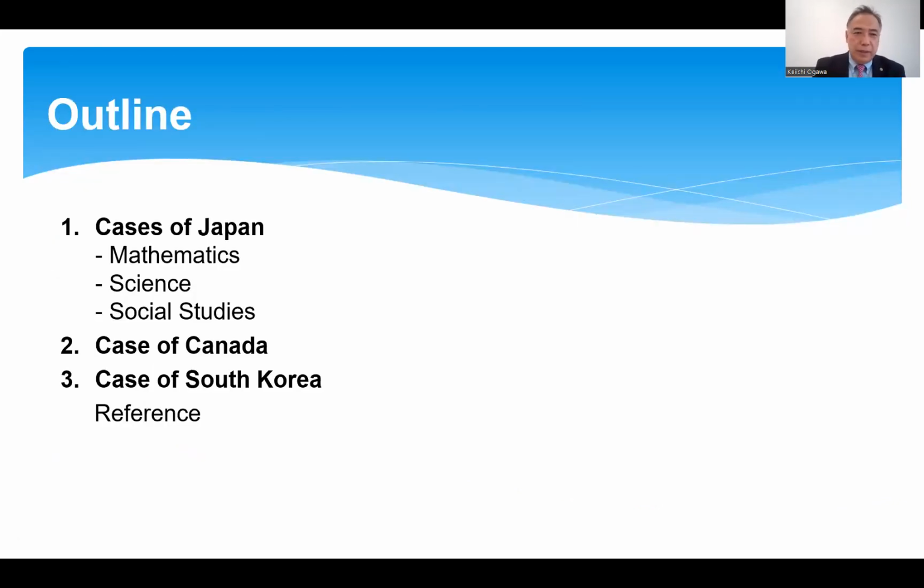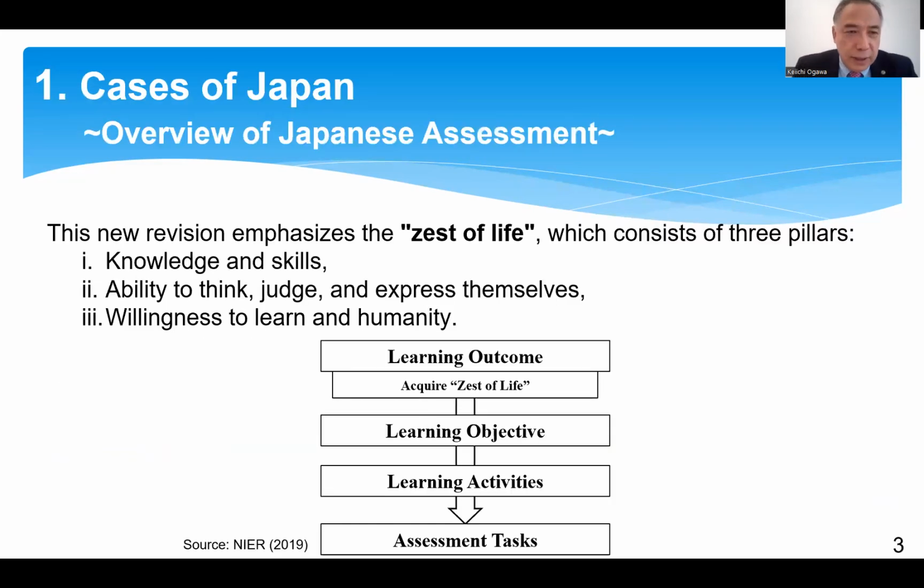This is the outline of the presentation. First, I'll share with you the case of Japan, the case of Canada, and the case of South Korea. So, for instance, in Japan, the overview of the Japanese assessment: the new vision emphasizes the zest of life, which consists of three pillars: knowledge and skills, ability to think, judge, and express themselves, and number three, willingness to learn and humanities.